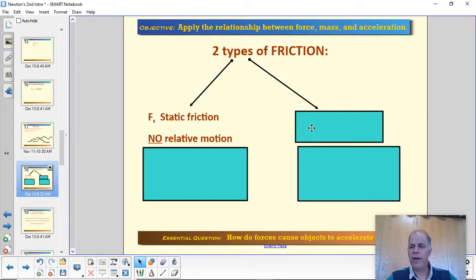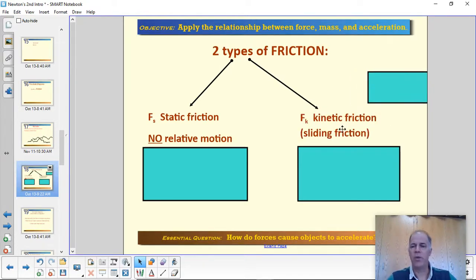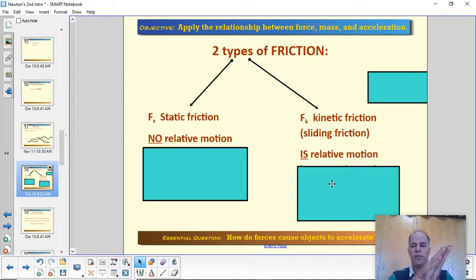The other type of friction is called kinetic friction, or sometimes sliding friction. But we call it kinetic friction. Your book calls it kinetic friction. It's because it's represented by F sub K for kinetic. And if we called it sliding friction, they would both be F sub S, and it'd be confusing. So kinetic friction is where there actually is relative motion. So when my hands are stuck together and I'm trying to push them, that's static friction. When they break loose and they start sliding, that's kinetic friction.